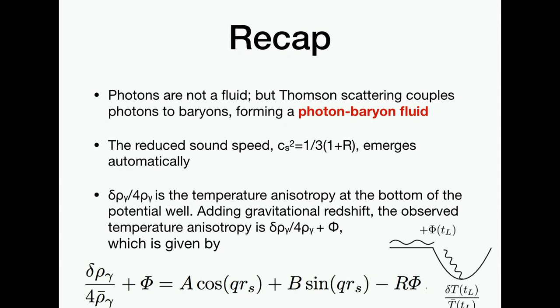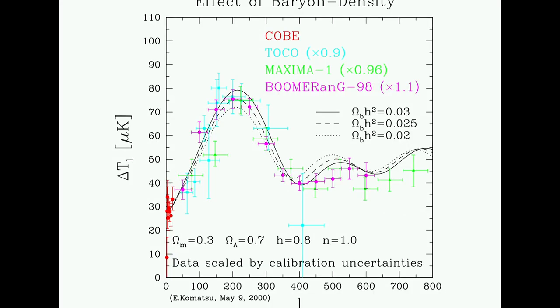It's really beautiful. Now, delta rho over 4 rho is, in fact, equal to delta T over T, temperature anisotropy, because rho photon goes like T to the 4. So delta rho over rho is 4 times delta T over T. So delta T over T will be equal to delta rho over 4. Remember that at the last scattering, there's a delta T over T, but what we observe is a redshifted one. So delta T over T plus phi is what we observe. This is what we observe. We observe sound waves. r_s is the sound horizon at the last scattering surface.